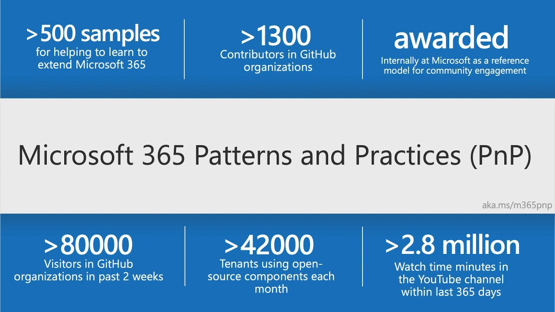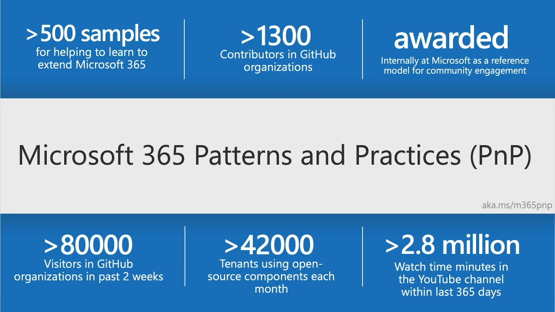The PnP initiative was actually awarded internally in Microsoft as the reference solution, or reference model, for how to engage with the communities. Based on that award and obviously the learnings, we're scaling this model even further. Within the last 2 weeks, we had more than 80,000 visitors in the GitHub repositories under the PnP umbrella, and that includes quite a few repositories. We're going to talk during this presentation about how you can find what's relevant for you.